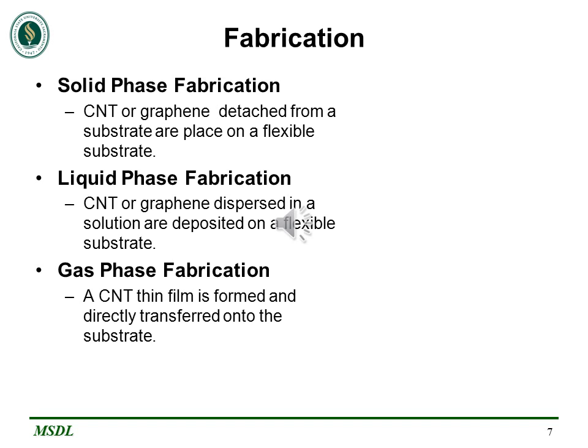For liquid phase fabrications, carbon nanotubes or graphene are dispersed in a solution and deposited on a flexible substrate by liquid phase approaches, including spin coating, inkjet printing, and nano imprint. For a gas phase fabrication, a CNT thin film is formed in a gas phase environment and directly dry transferred to a substrate to make flexible devices. But at present, there are no such techniques reported for graphene as far as the gas phase fabrication is concerned.